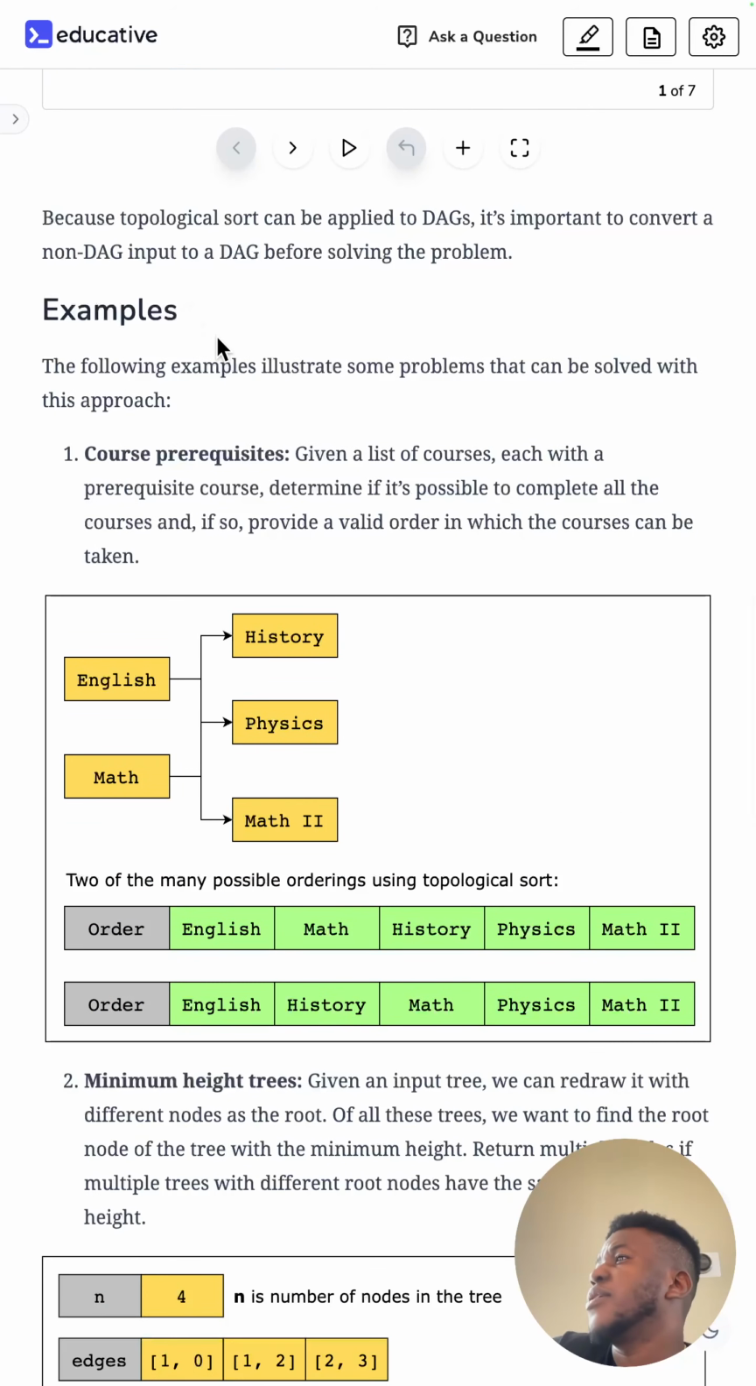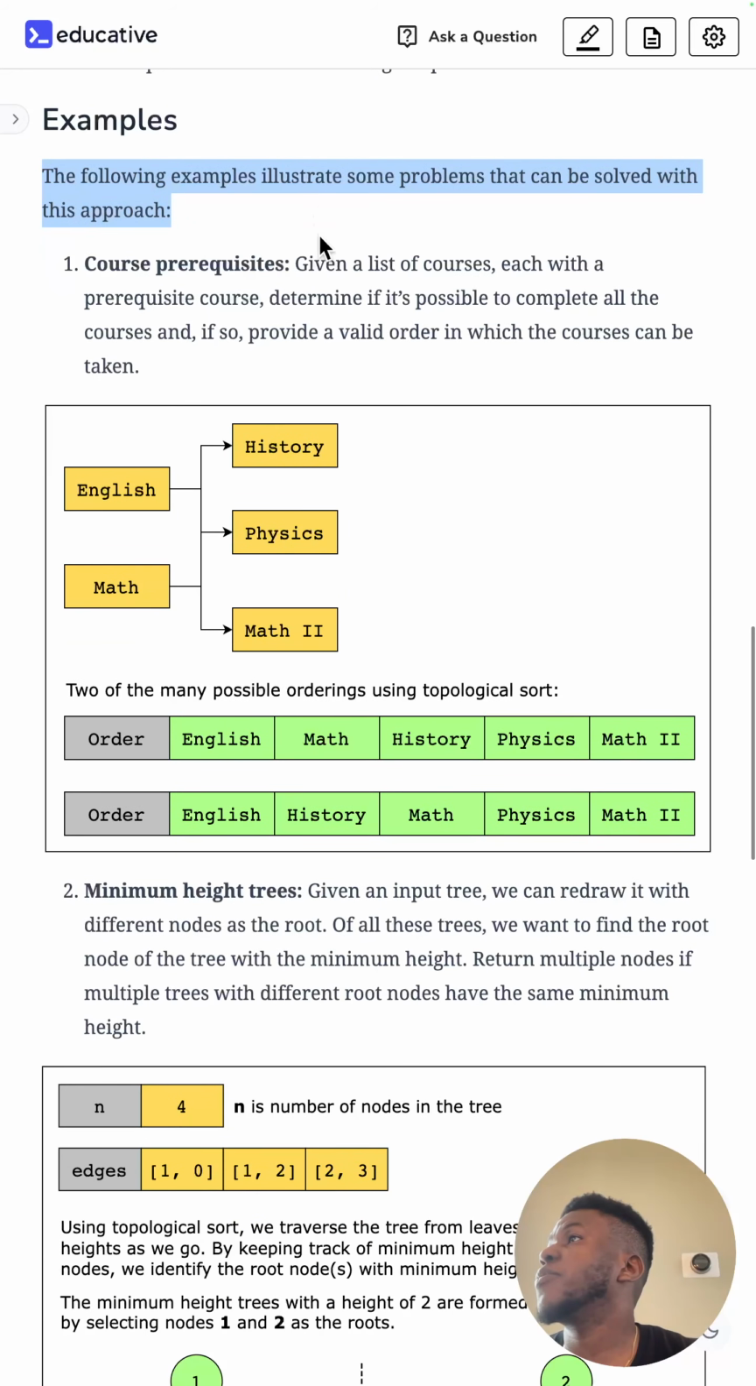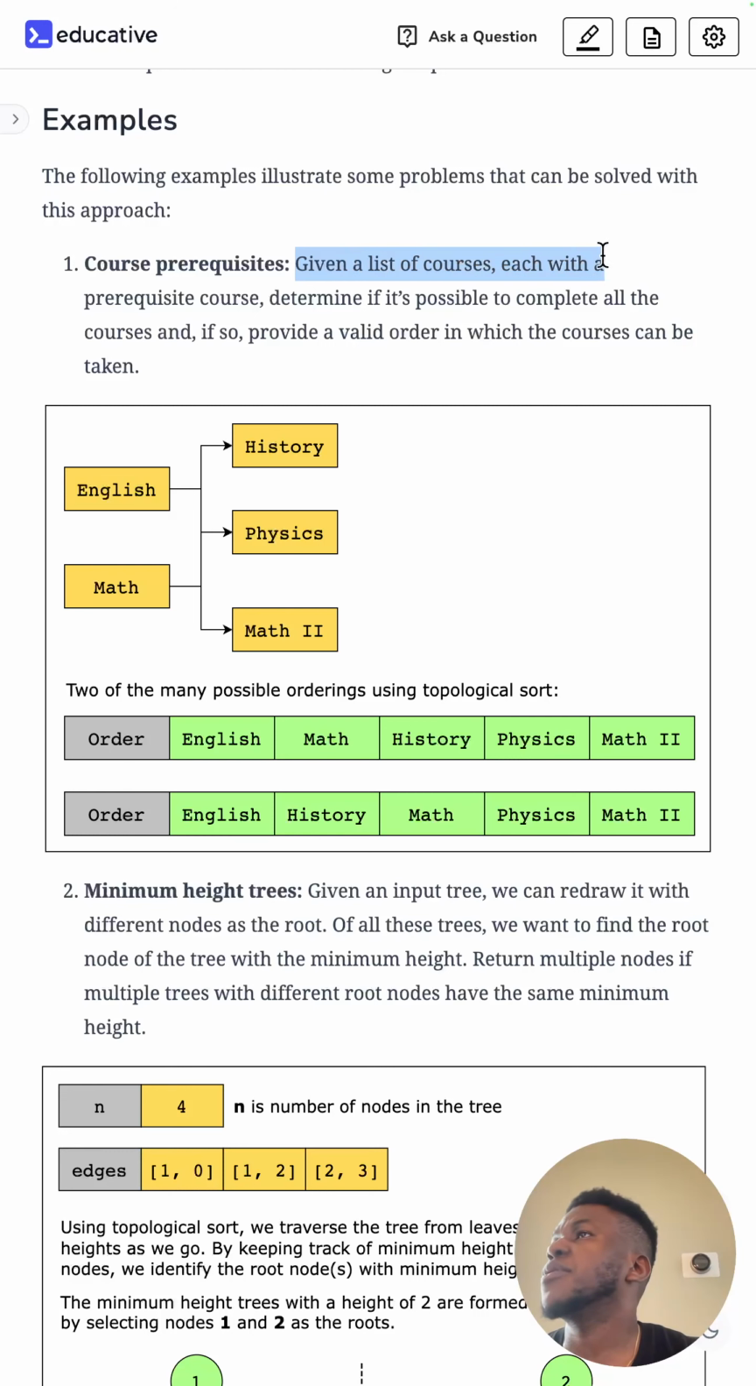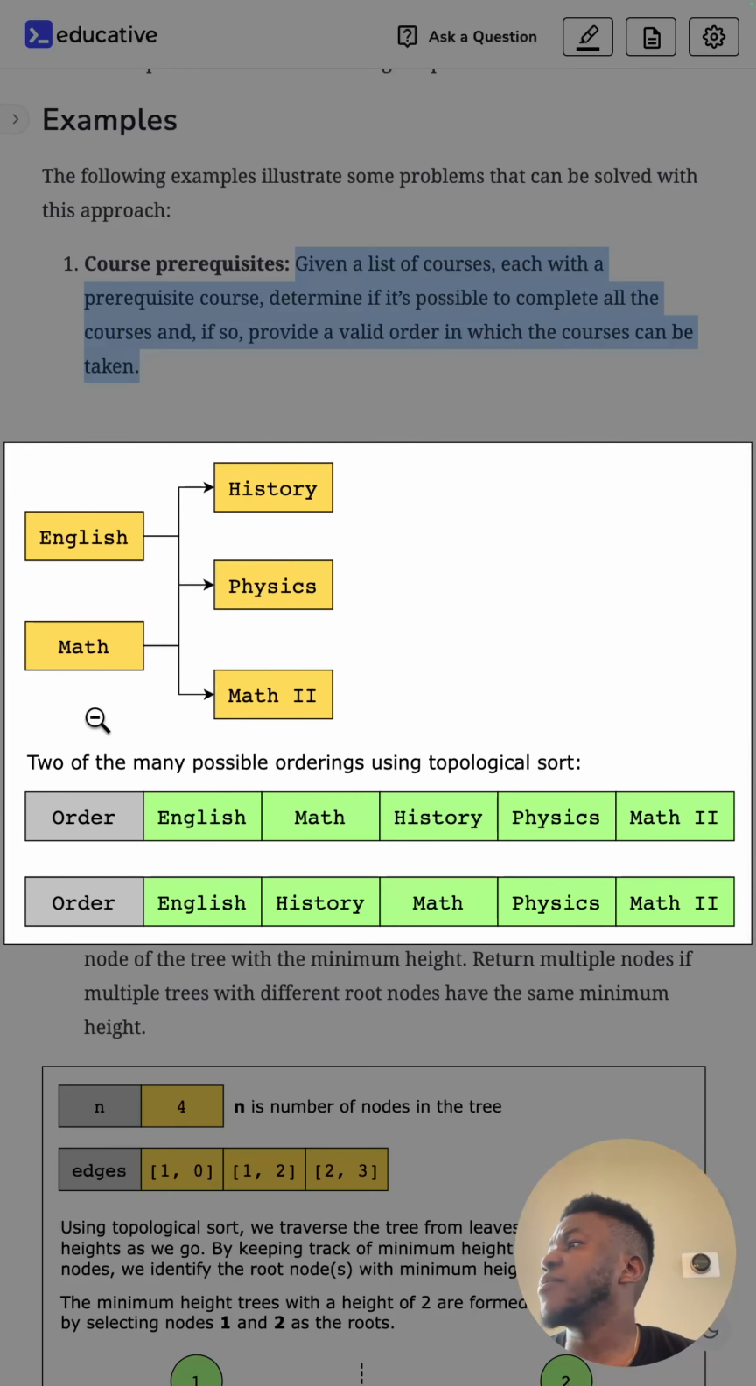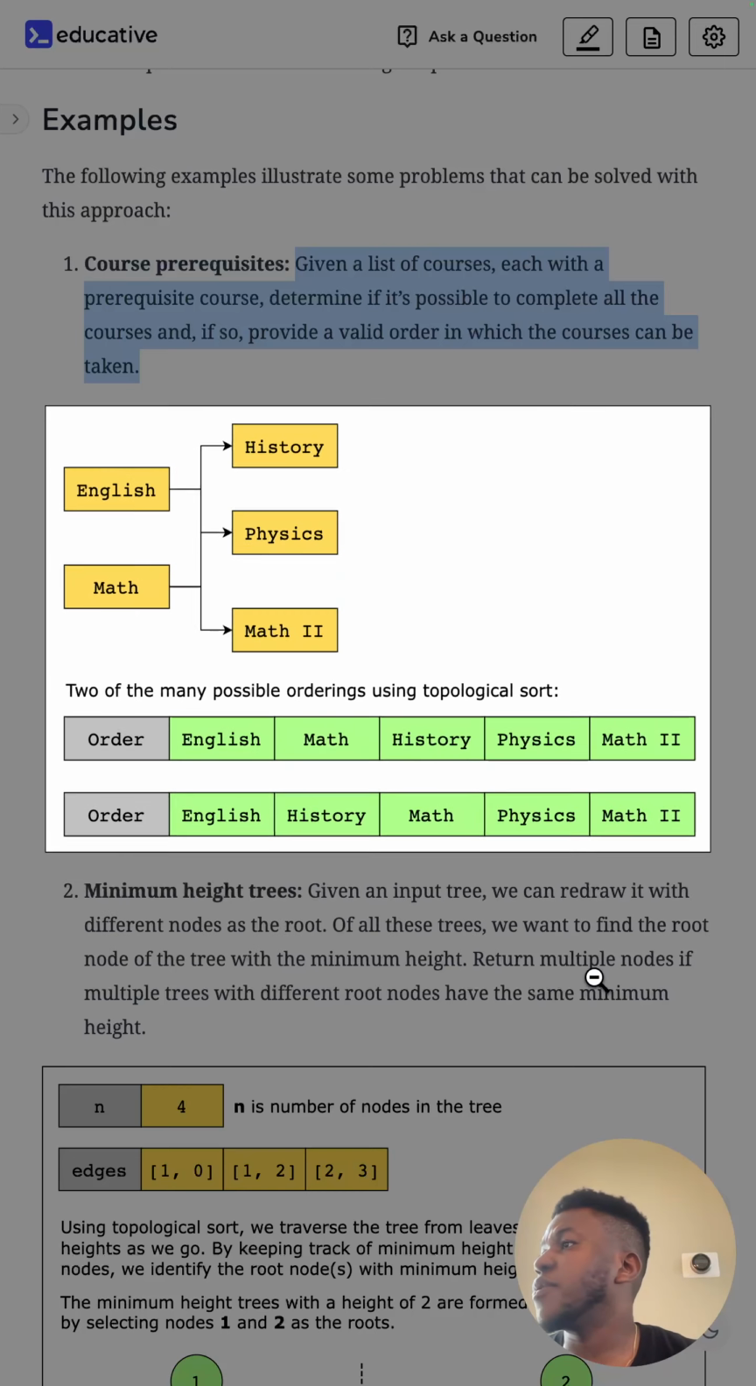Worth noting, here are some examples. You can solve course prerequisites. If you're in a school, most people watching this can relate. So we have a list of courses with prerequisites. Is it possible to complete all of them? And if so, provide a valid order. And we have this diagram here. These are the prerequisites, and these are different ways we can get them done.